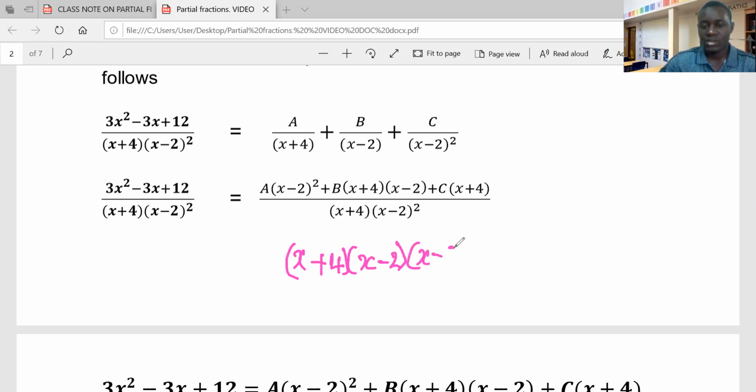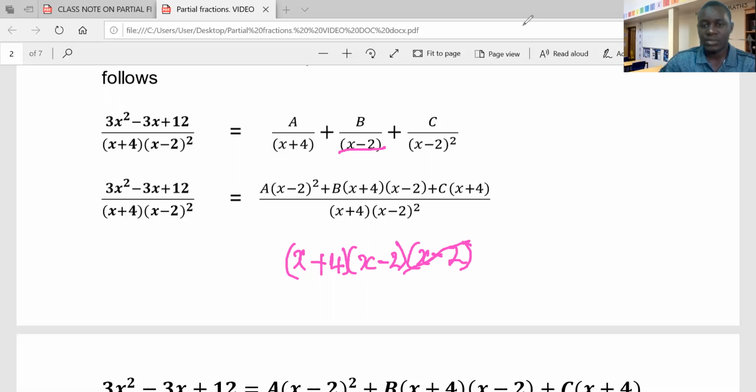This is what the denominator actually looks like. So if we use this to divide the denominator, we strike out one of that. Then we strike out one of that. So we have x plus 4 times x minus 2 remaining. So that multiplies b on top. So we have b times x plus 4 times x minus 2.